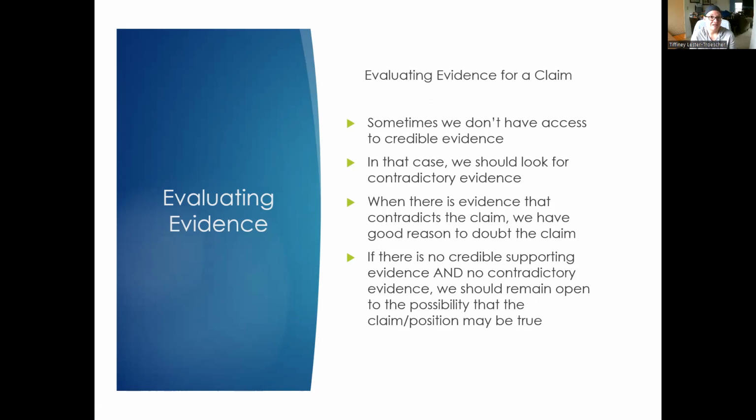Sometimes we don't have access to credible evidence. Something's new. We literally just don't have access to it. And if we're dealing with things in real life, we don't always have knowledge ahead of time. But you can look for contradictory evidence, right? So basically, when there's enough evidence to contradict an idea, then we have good reason to doubt that idea. Even if we can't find any, especially if we can't find any information that supports that idea, but all this information that contradicts it, it's reasonable to believe then all of the contradictory evidence.